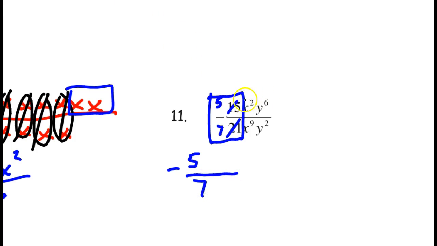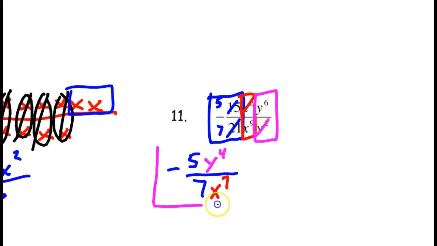Okay. We have 2 x's on top, 9 on the bottom. So these two will cancel out with 2 of these, leaving 7 x's, or x to the 7th on the bottom. Okay. And then we have here 6 on top, 2 on the bottom, so 2 of these will cancel out with 2 of these, leaving 4 y's, or y to the 4th on top. So we have negative 5y to the 4th over 7x to the 7th as our final answer.